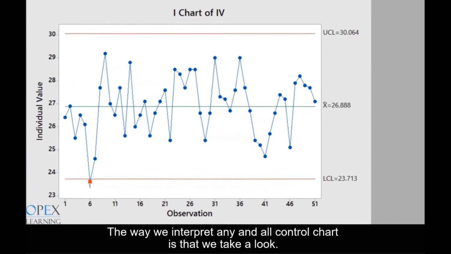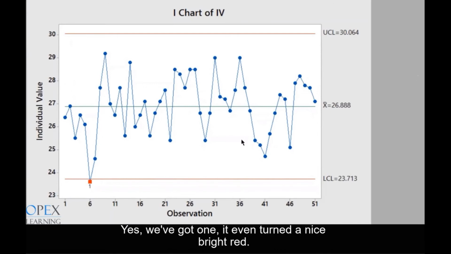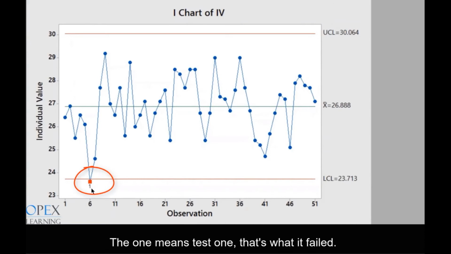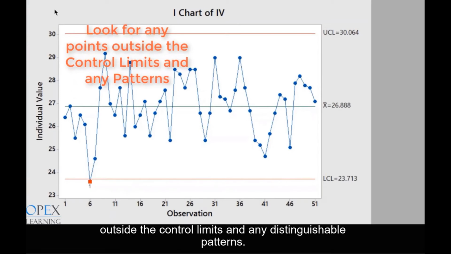The way we interpret any and all control charts is that we take a look: are there any points outside the control limits? Yeah, we've got one. It even turned a nice bright red. The 1 means test 1. That's what it failed. We can hover on it and see that it came from observation 6, but we look for any points outside the control limits and any distinguishable patterns.